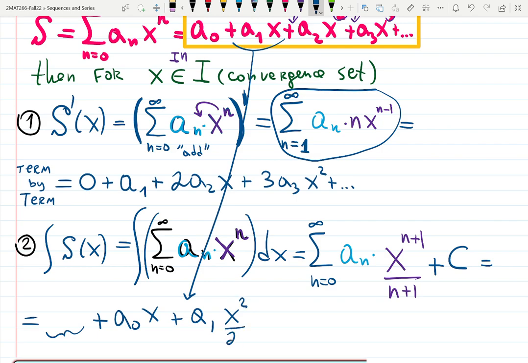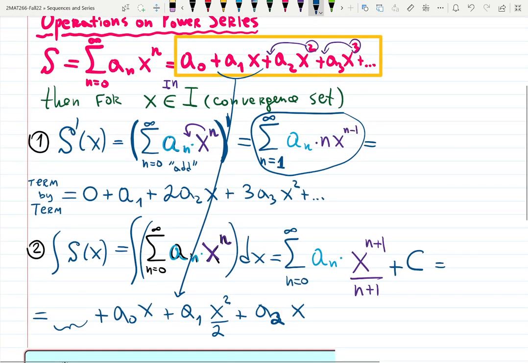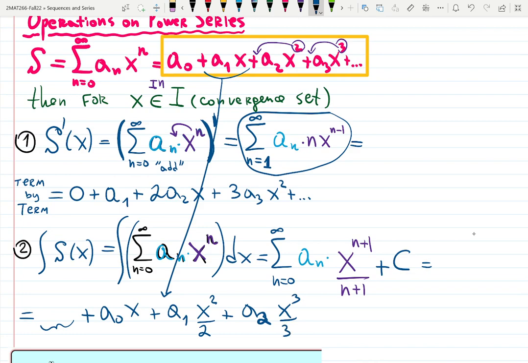2 over 2, exactly. Square over 2. Do you all agree? It's a little bit tedious and annoying, but it's cool if you can participate. Then A2. A2 will be x to what? Let's move out. Cube over 3. Let's do one more. A sub 3 is x to the 4 over 4.